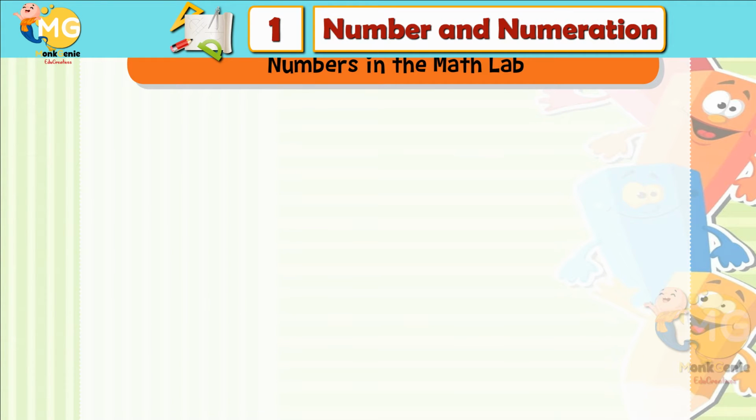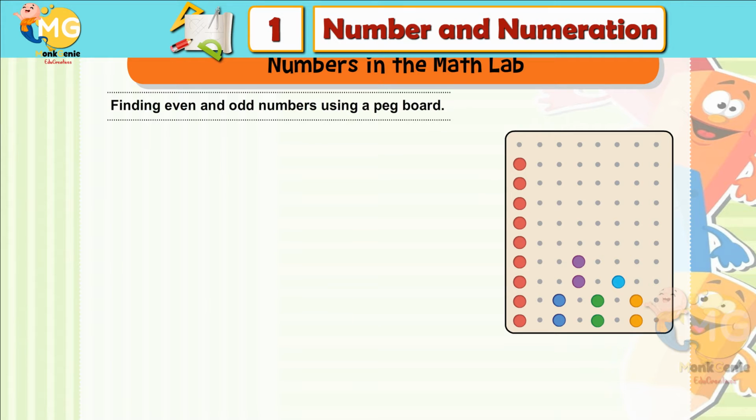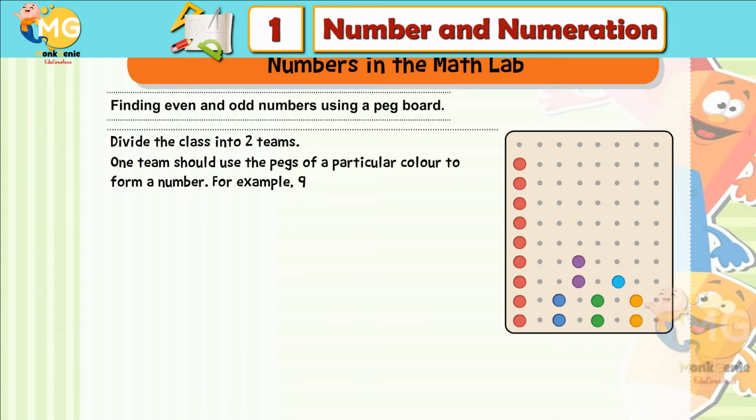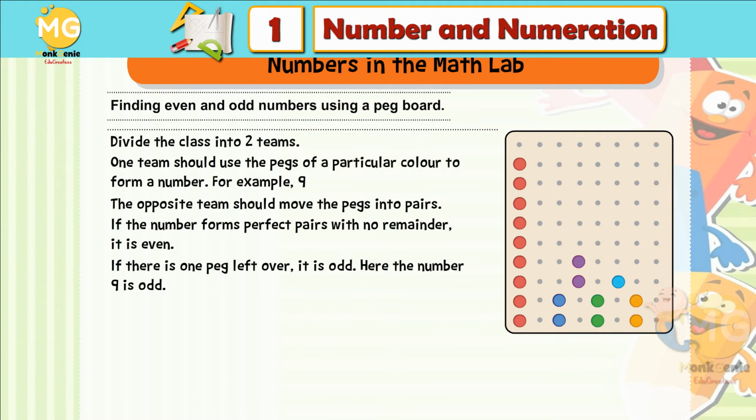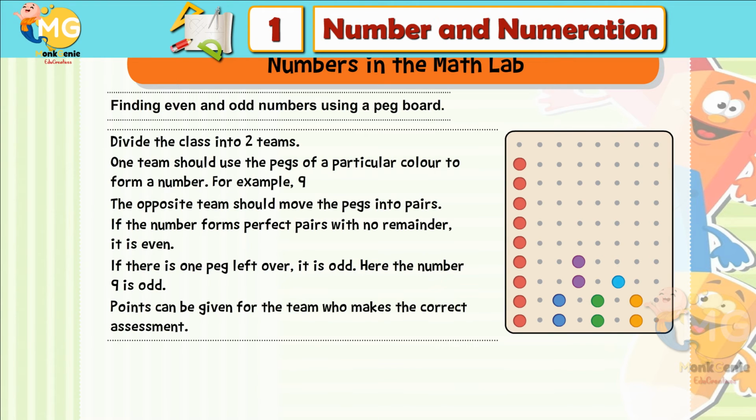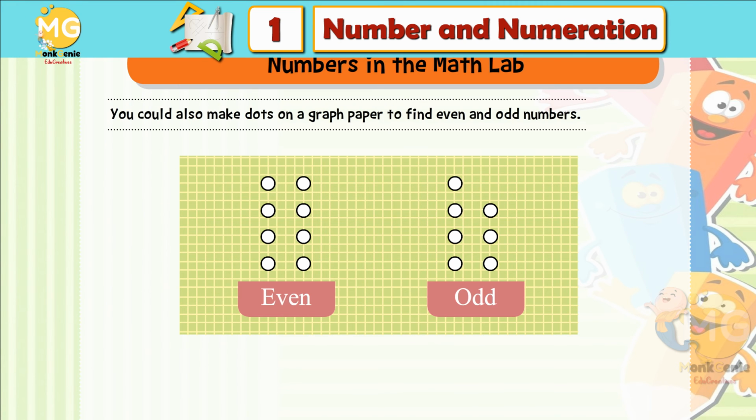Numbers in the math lab. Finding even and odd numbers using a pegboard. Divide the class into 2 teams. One team should use the pegs of a particular color to form a number. For example, 9. The opposite team should move the pegs into pairs. If the number forms perfect pairs with no remainder, it is even. If there is one peg left over, it is odd. Here the number 9 is odd. Points can be given to the team who makes the correct assessment. You could also make dots on a graph paper to add even and odd numbers.